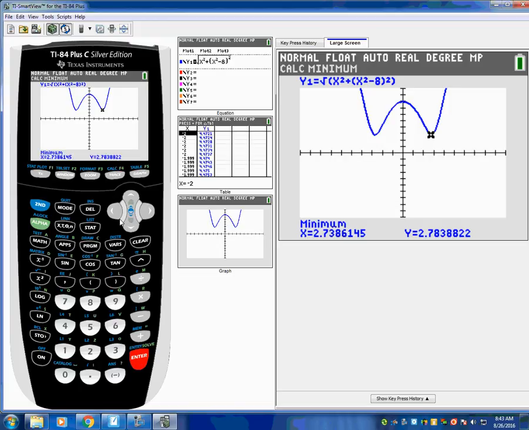So that's actually not surprising. What that's telling me is that when you have a special 45-45 right triangle, you have the minimum distance from the origin to the point. So give a guess as to what this 2.78388822 is in terms of square roots. It's 2 root 2. That is 2 root 2.